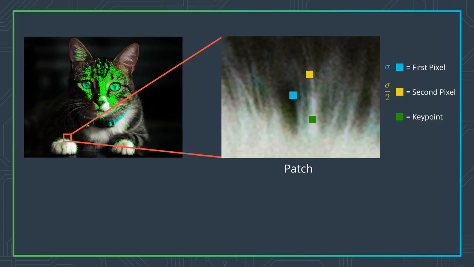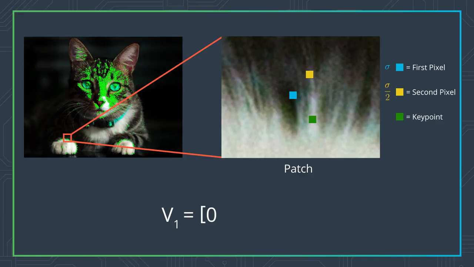BRIEF then starts constructing the binary descriptor for the key point by comparing the brightness of the 2 pixels as follows. If the first pixel is brighter than the second, it assigns a value of 1 to the corresponding bit in the descriptor. Otherwise, it assigns the value of 0. In this example we see here, the second pixel is brighter than the first pixel, so we assign a value of 0 to the first bit of our feature vector. The first bit of the feature vector corresponds to the first random pair of points for this key point.